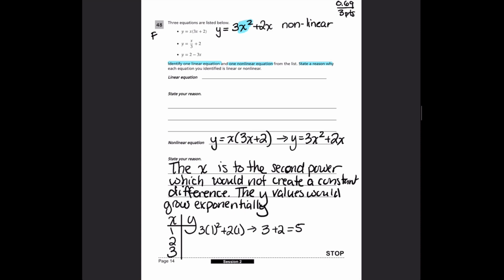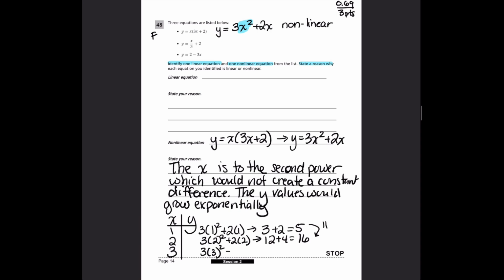Look what happens when x equals 2. 3 times 2 to the second power plus 2 times 2. So now I get 3 times 4, which is 12, plus 4 is 16. So far it looks okay. My y's jumped from 5 to 16. What's the difference between these? It's a difference of 11. Could be linear. But what happens when x is 3?